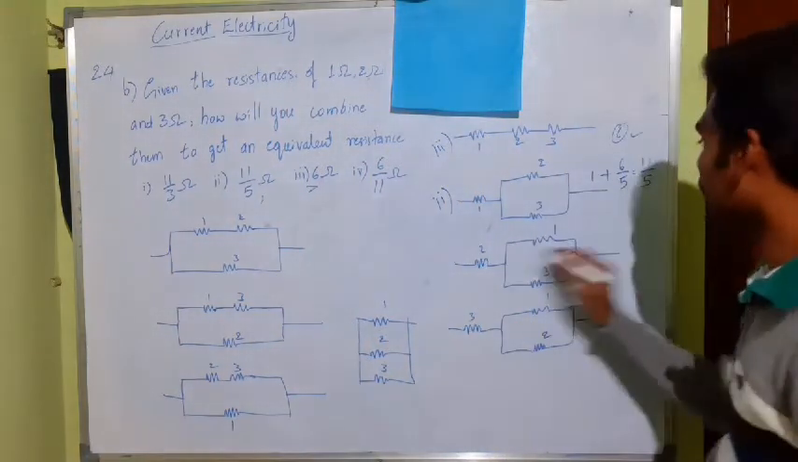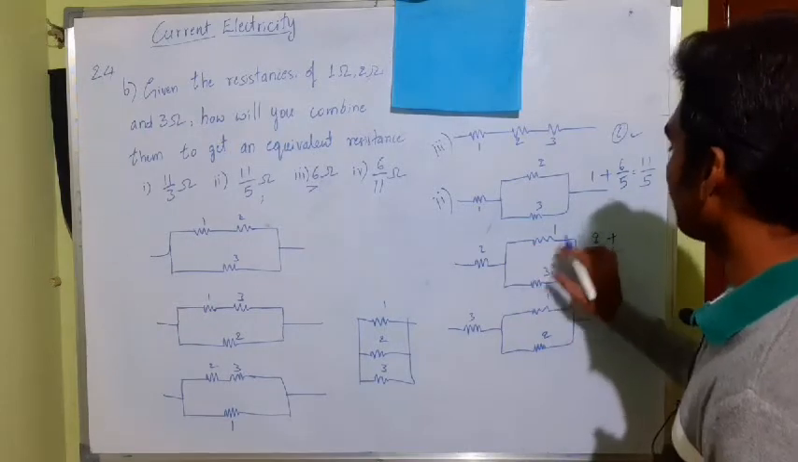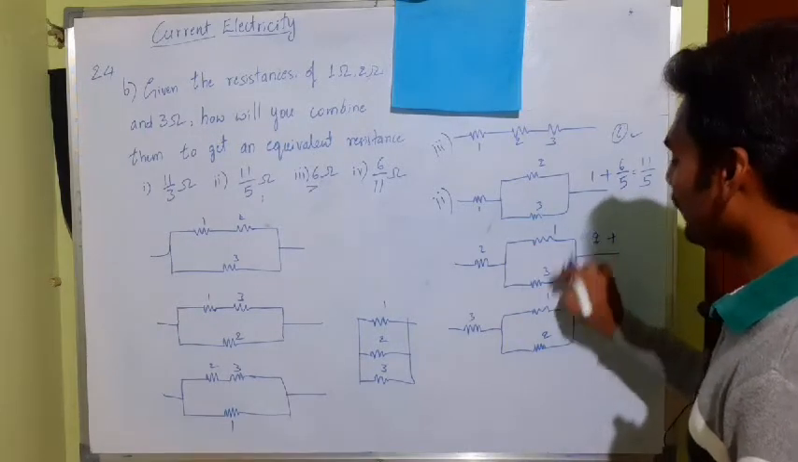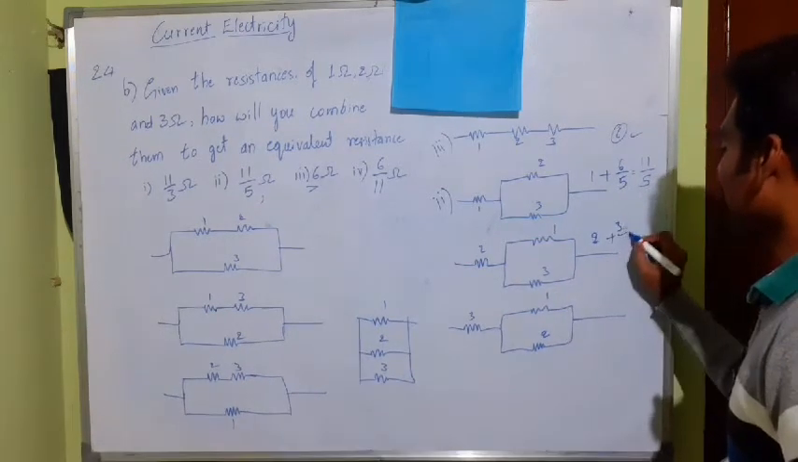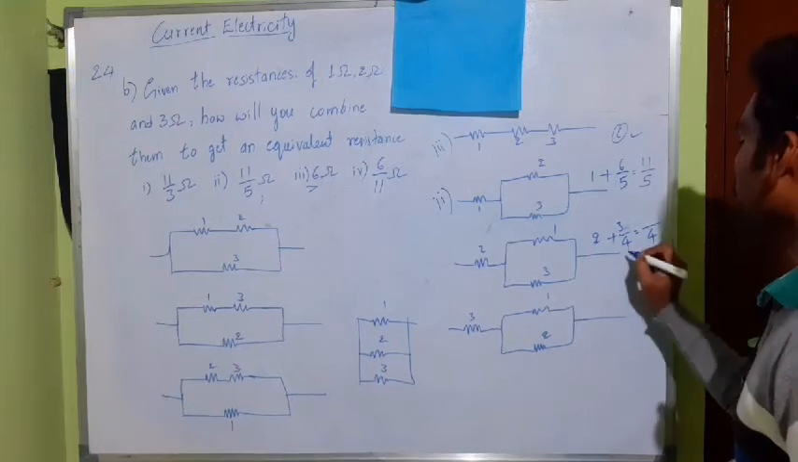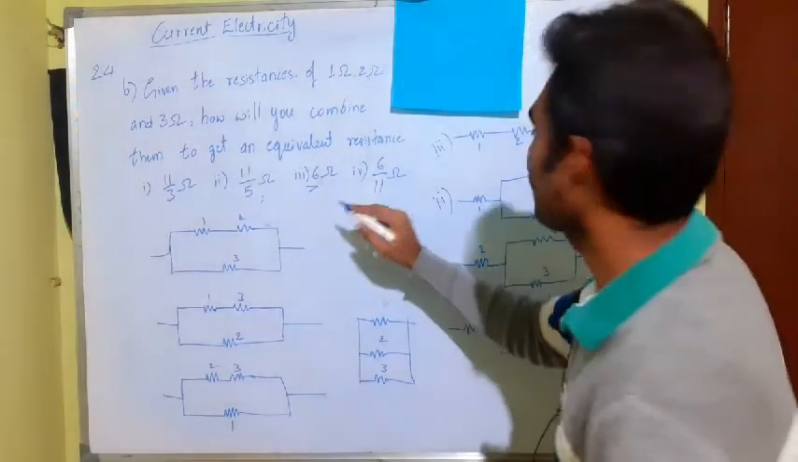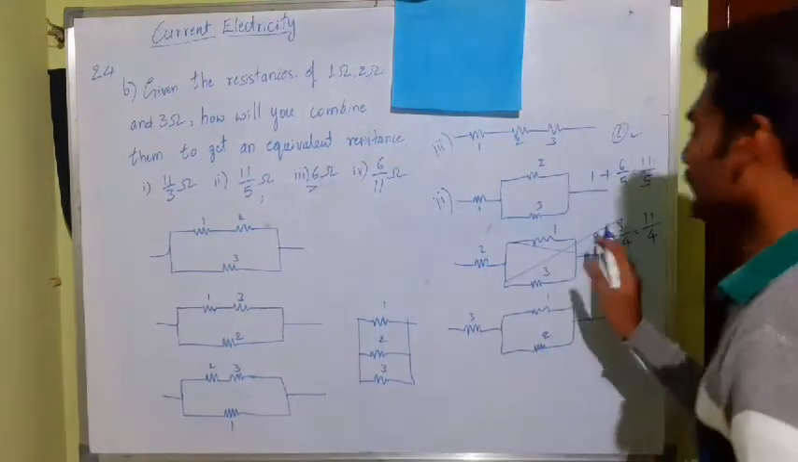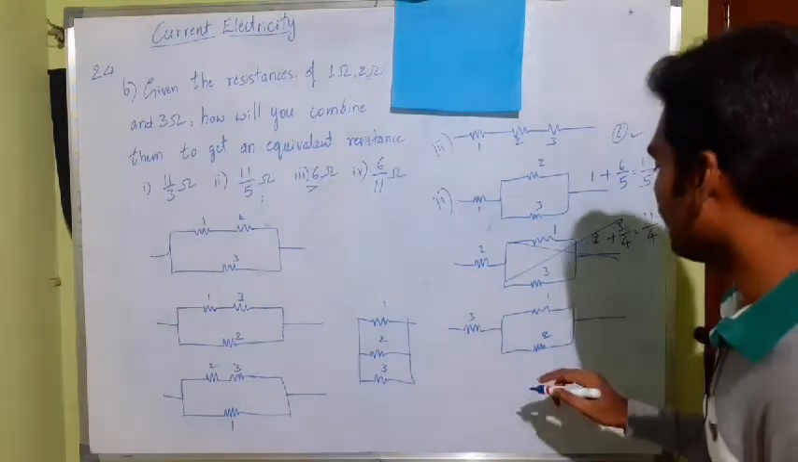Next, you have 2 in series with this parallel, which is R1 R2 by R1 plus R2. Remember, 3 into 1 by 3 plus 1. Take the LCM: 8 plus 3 is 11, so 11 by 4. Do we have the value 11 by 4? No, so this circuit we don't need, because we don't have the value. Let us neglect it.